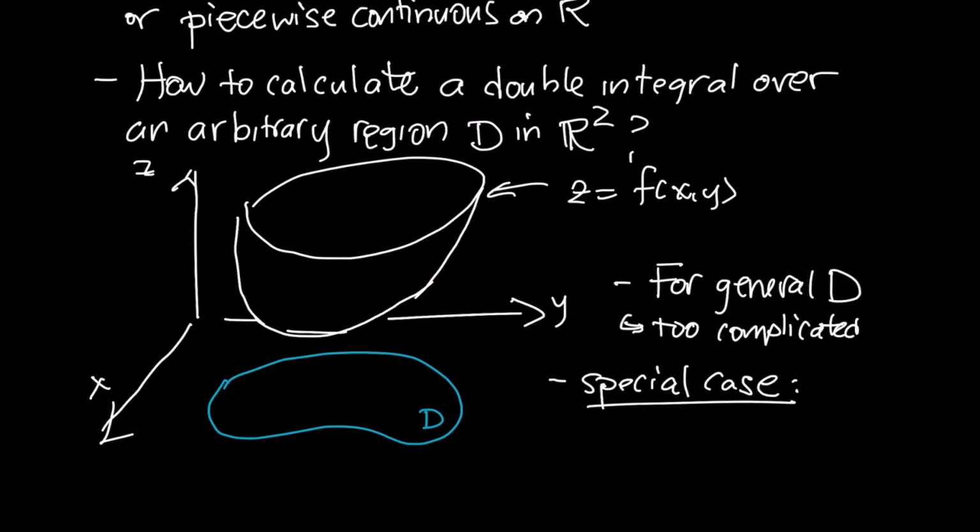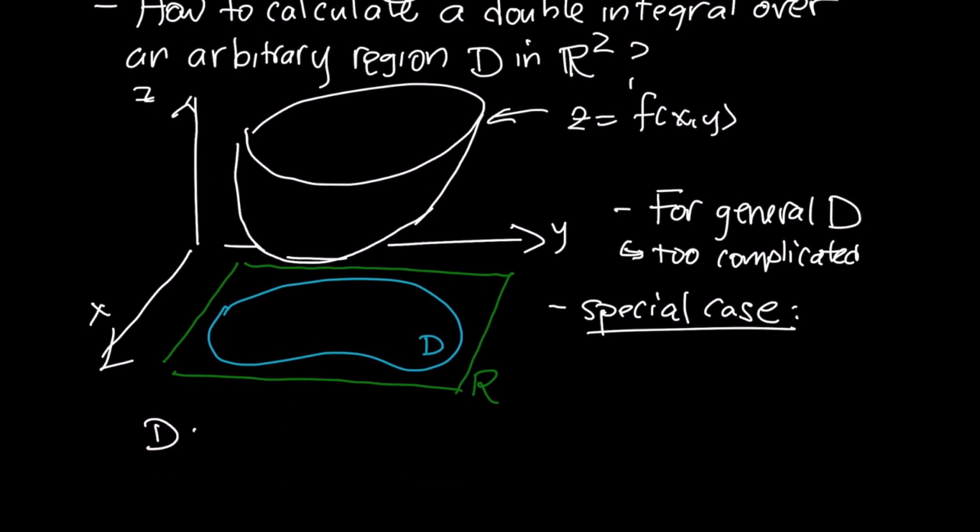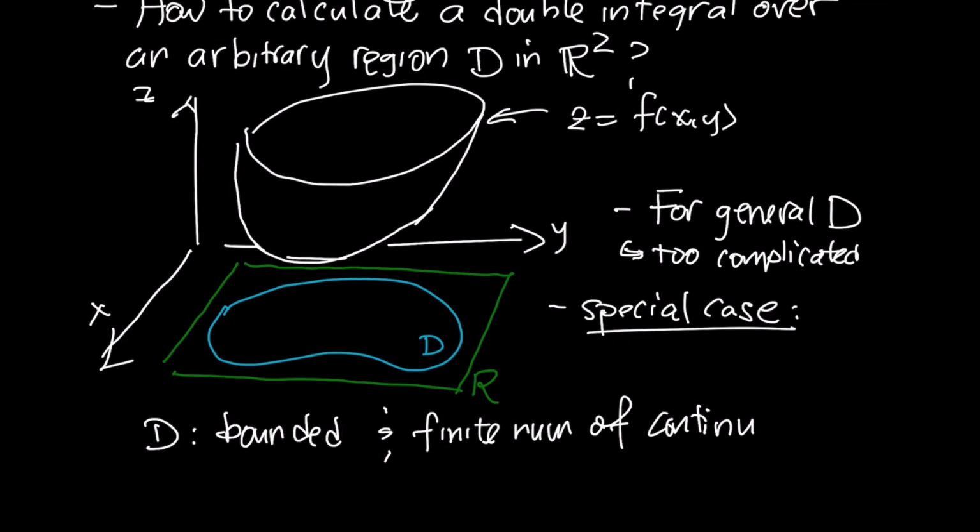Now we're going to consider a special case that covers essentially all regions that we would encounter in practical situations. The basic idea is that we are going to enclose this region within some other rectangle, and then define a new function that contains our old function but is extended over this new rectangular region. This region D is bounded, and bounded in this case means it can be contained within a rectangle, and it has a finite number of continuous curves forming its boundary. So that covers things like straight line boundaries or some sort of curved boundaries.